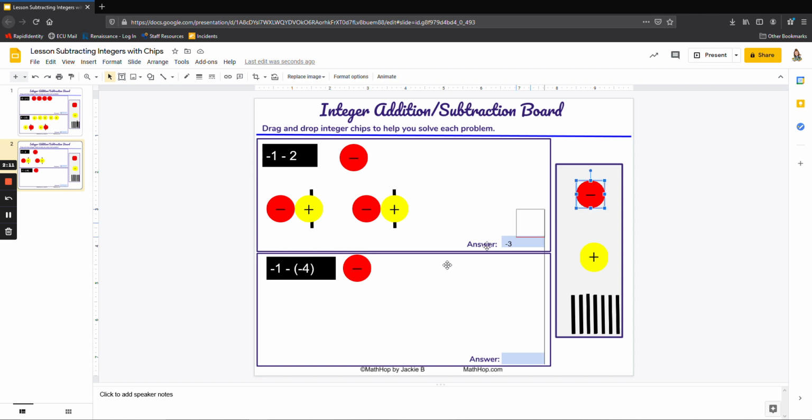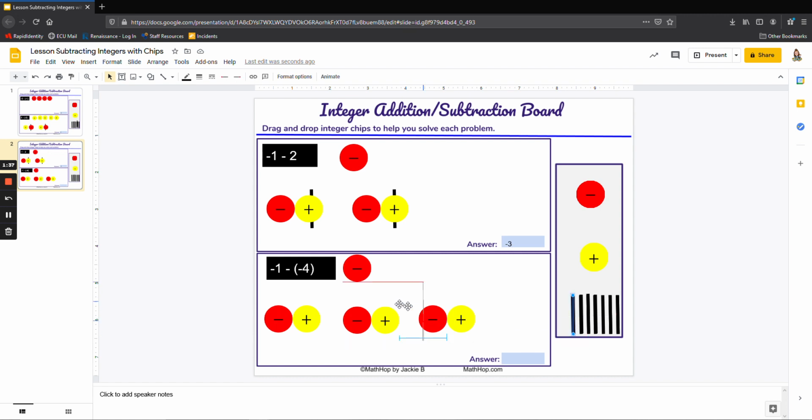So now, zero pair, 1, there's a zero pair. Okay, I've added 2 zero pairs, and I'm going to just double check. So far, I only have 3 negatives. I can't take away 4 negatives, can I? Because I only have 3 there. So I've got to do 1 more zero pair. Okay, so now I have 3 zero pairs, and I do have 4 negatives I can take away.